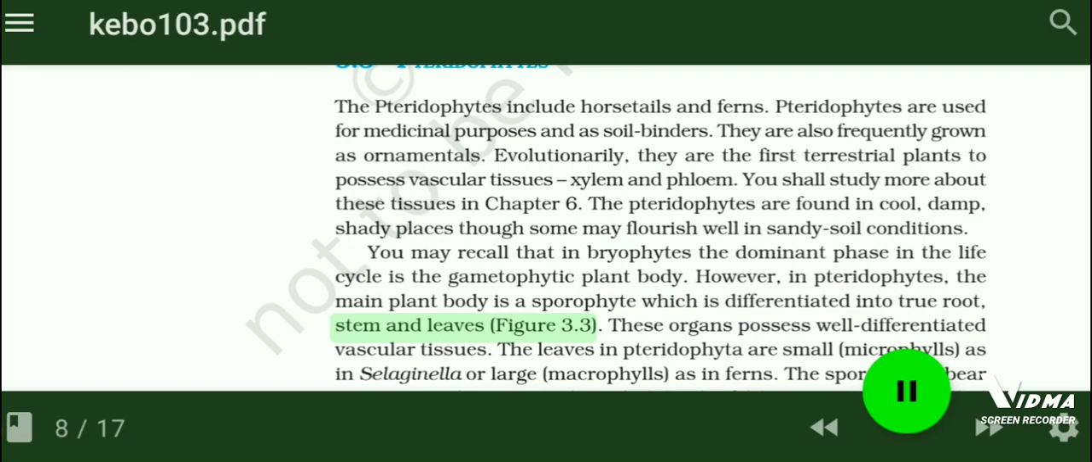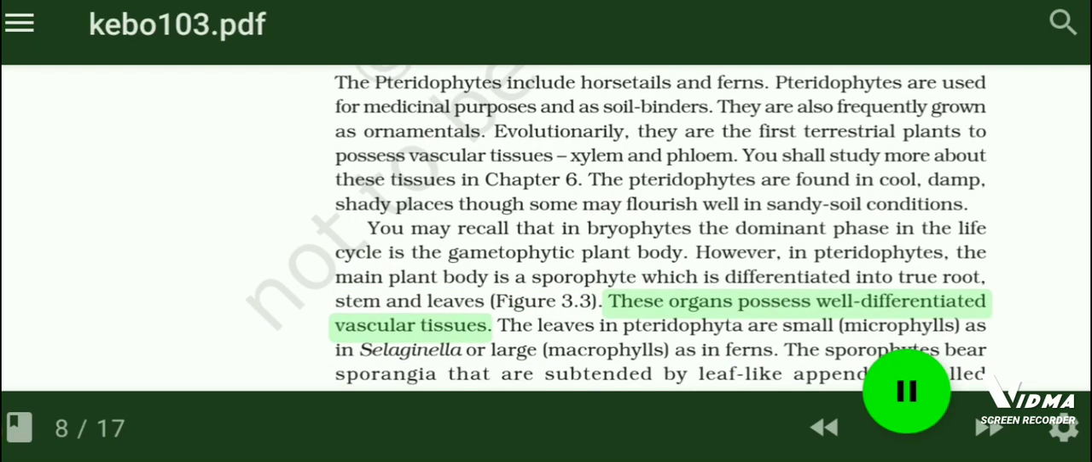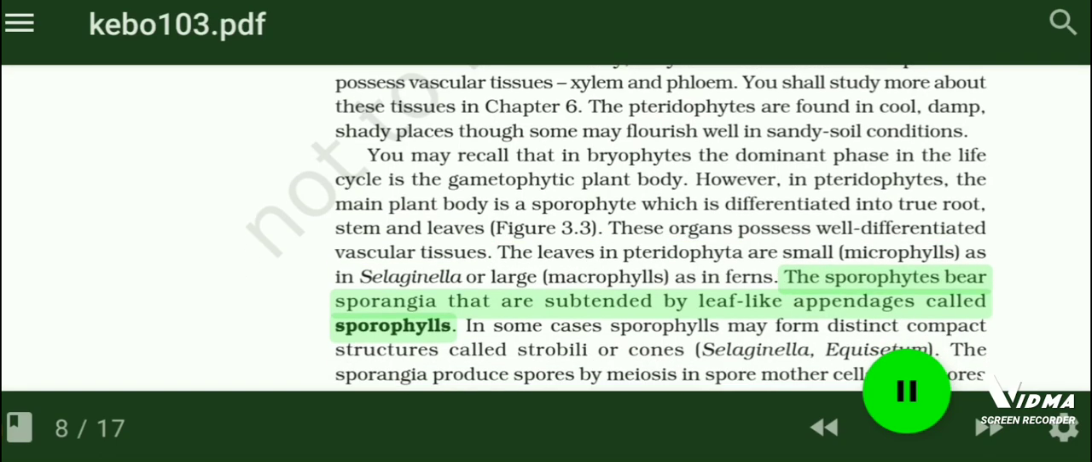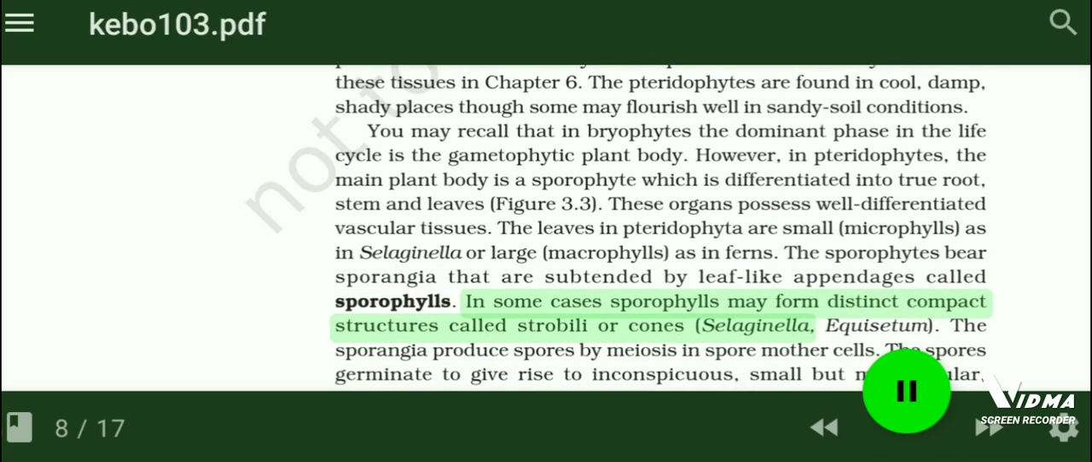You shall study more about these tissues in Chapter 6. The pteridophytes are found in cool, damp, shady places, though some may flourish well in sandy soil conditions. You may recall that in bryophytes the dominant phase in the life cycle is the gametophytic plant body. However, in pteridophytes, the main plant body is a sporophyte which is differentiated into true root, stem and leaves.